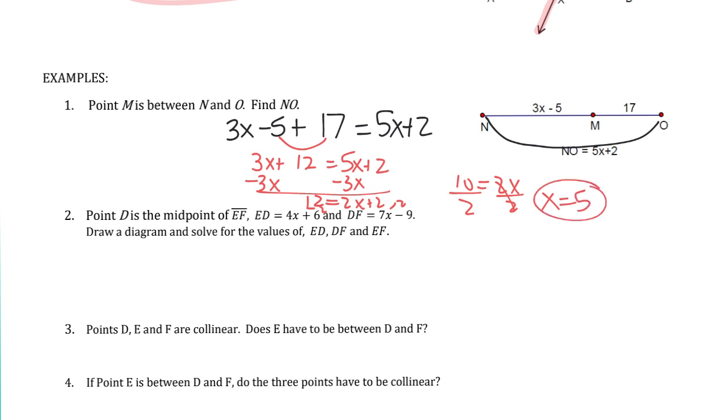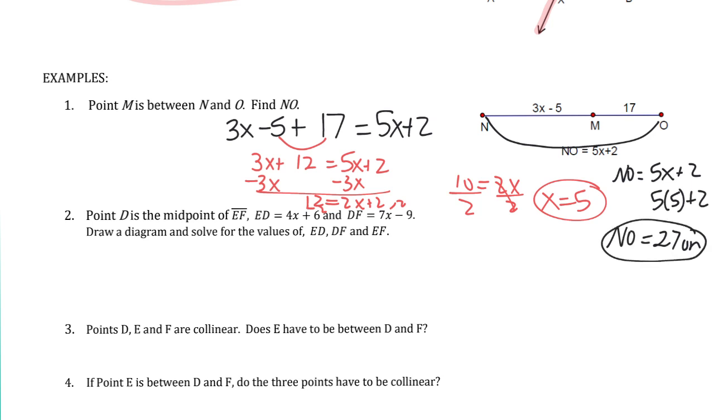Now you have to read the question and ask, does it want x? Because in Algebra 1, that was pretty much your goal: find x, for the love of Pete, find it again. But it says find N to O. So NO is equal to 5 times x plus 2. If we know x is 5, we do 5 times 5, which is 25, and then add 2. So it's 27, and label it. Always label a numerical value. This is going to be units. So the length from N to O is equal to 27 units. Awesome. Let's keep trucking.